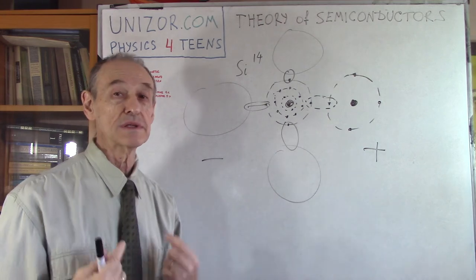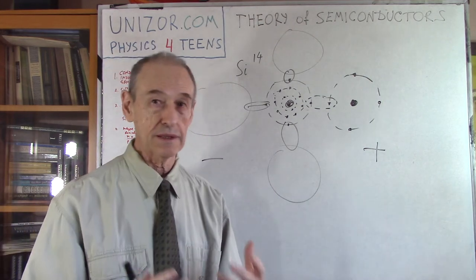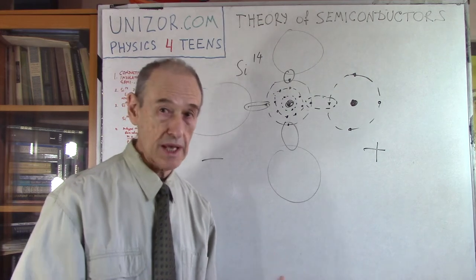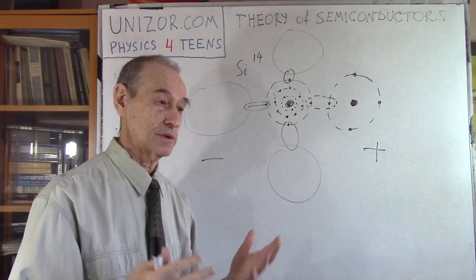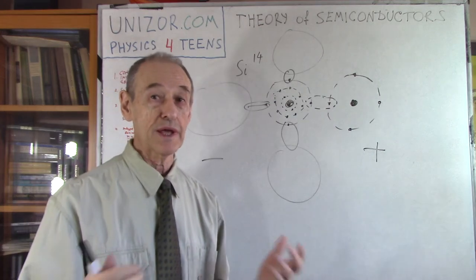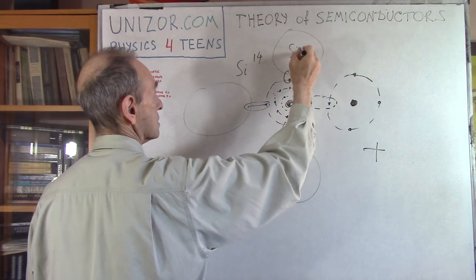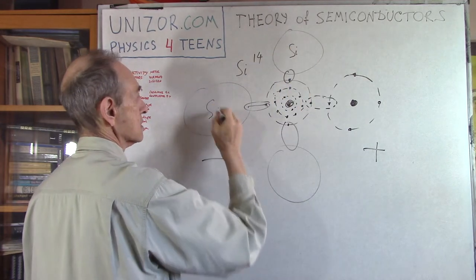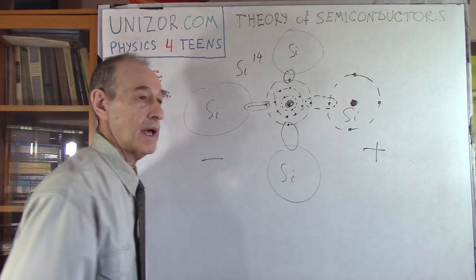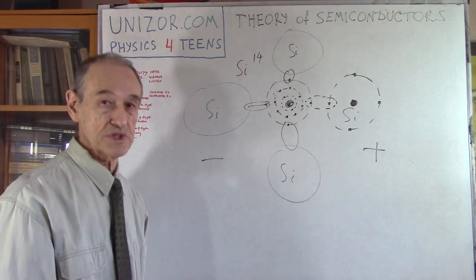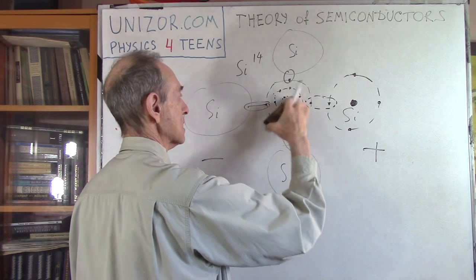Can we do something different to force electrons to become free? Yes, we can. And here is a very important trick, if you wish, people came up with. Let's say you have this structure. This is silicon, this is silicon, this is silicon, this is silicon. And we introduce an impurity instead of silicon inside of this.